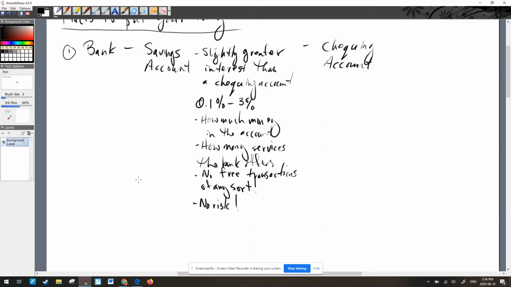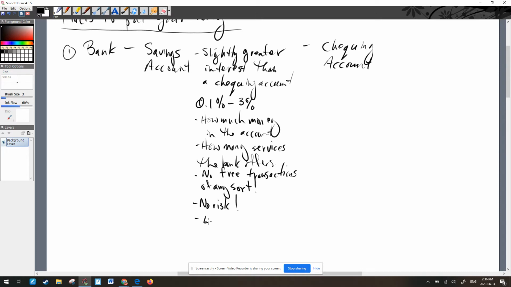The Bank of Canada, so the government guarantees your investment. So there's absolutely no risk, and it's guaranteed. So your money is guaranteed. It is safe, safe, safe. Okay, so that's a savings account.